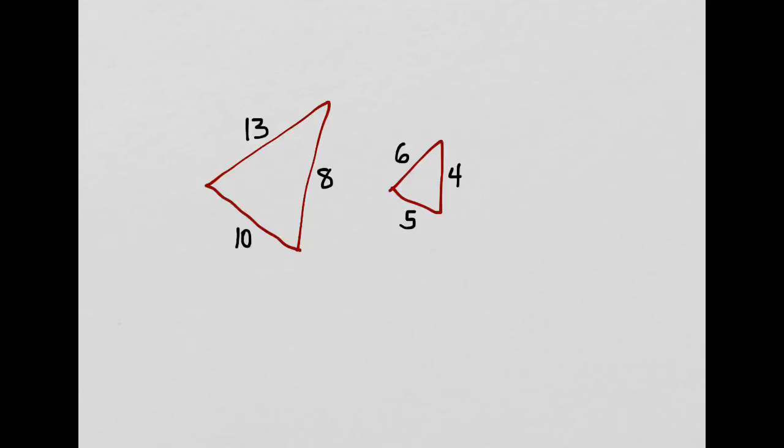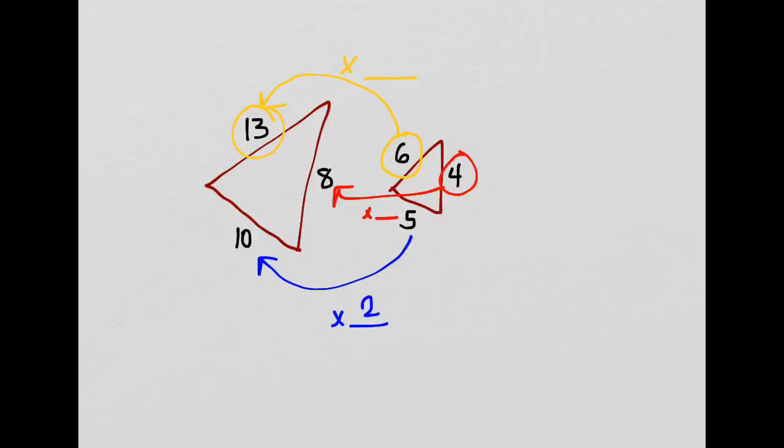To go from these corresponding sides, to go from 6 to 13, I'd have to multiply by the same value. To go from 4 to 8, I'd have to multiply by the same value. And to go from 5 to 10, I'd have to multiply by the same value. Here, from 5 to 10, I multiply by 2. From 4 to 8, multiply by 2, this must be it. Does 6 times 2 give me 13? So these are not similar triangles.